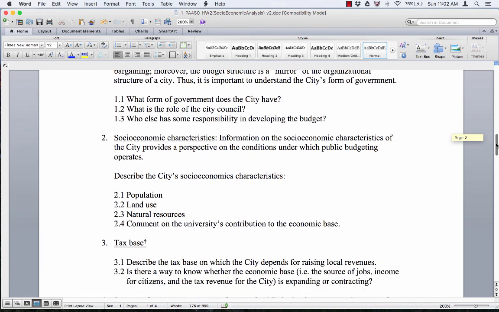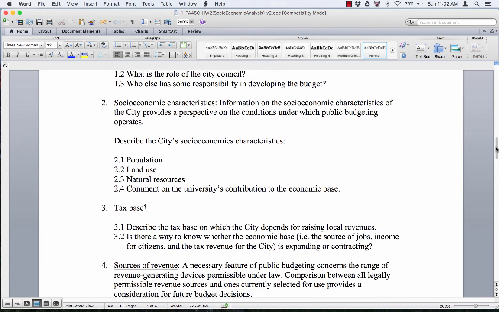You just go straight to the point and answer the question that I'm asking. Then you are going to find information in the same document to answer questions about the socioeconomic characteristics of the city. These characteristics vary, sometimes significantly, but in this case, because we are talking about a simplified version of a document, you are going to be focusing on a description of these features of the city: its population, its land use, the natural resources that it has, and then you're going to give me a comment on the role of the university in terms of the economic base. You will understand what I'm talking about when you start finding the information in the document.